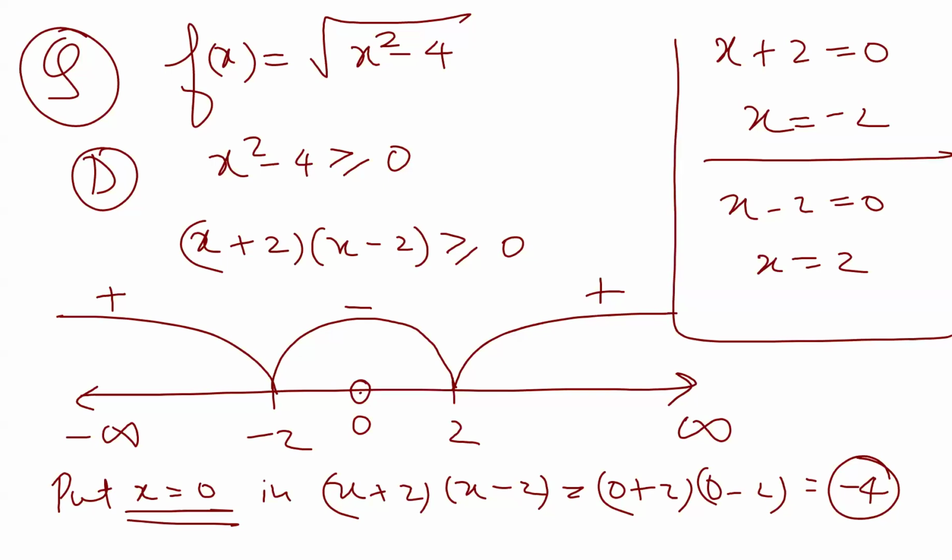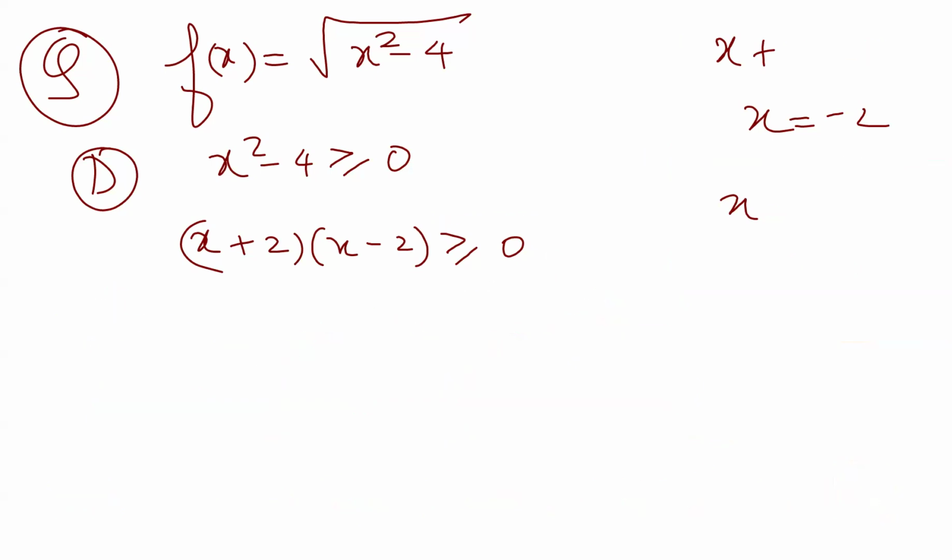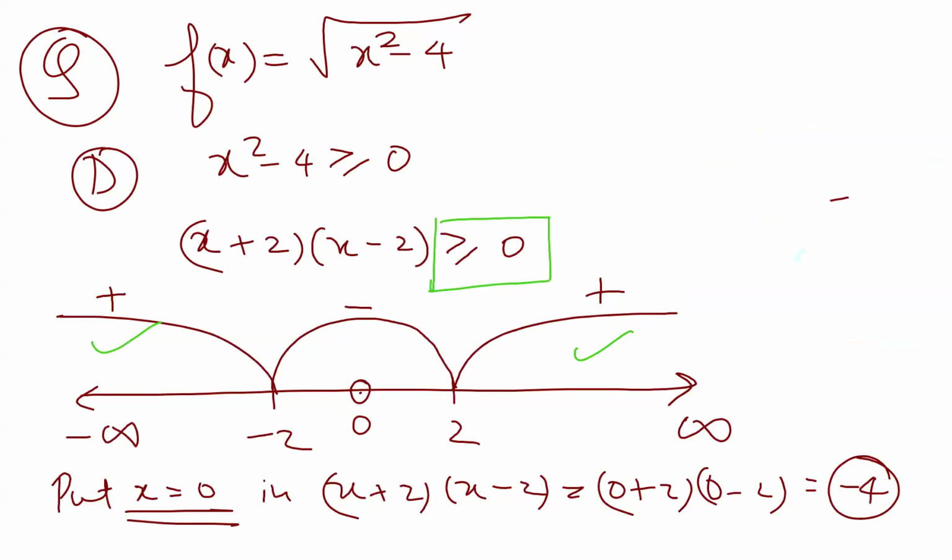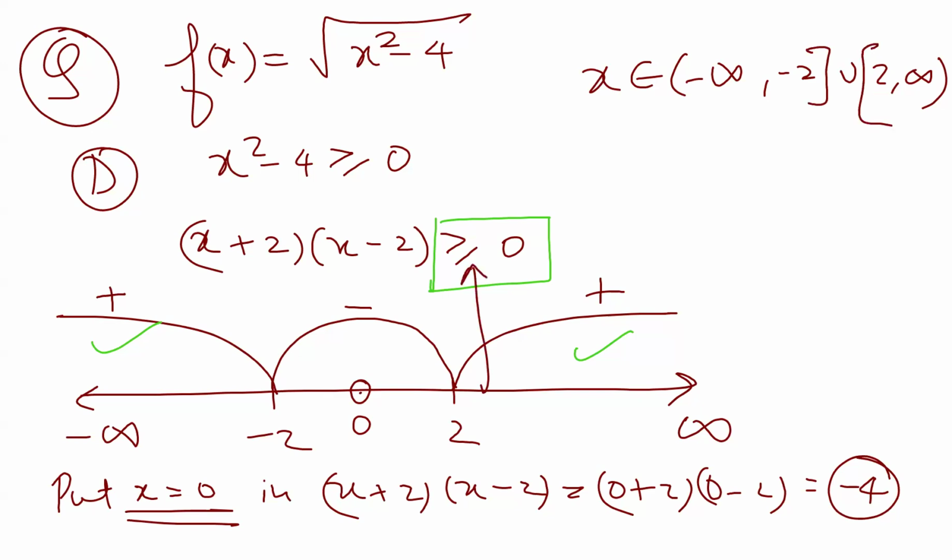Right. Now take a look at this: greater than or equal to 0 indicates positive regions. So that indicates x belongs to negative infinity comma minus 2 union 2 comma infinity. Now infinity always has a round bracket, but 2 and minus 2 will have a box bracket. That is because equal to is also mentioned over here. Fine. So this is the domain of this particular problem.